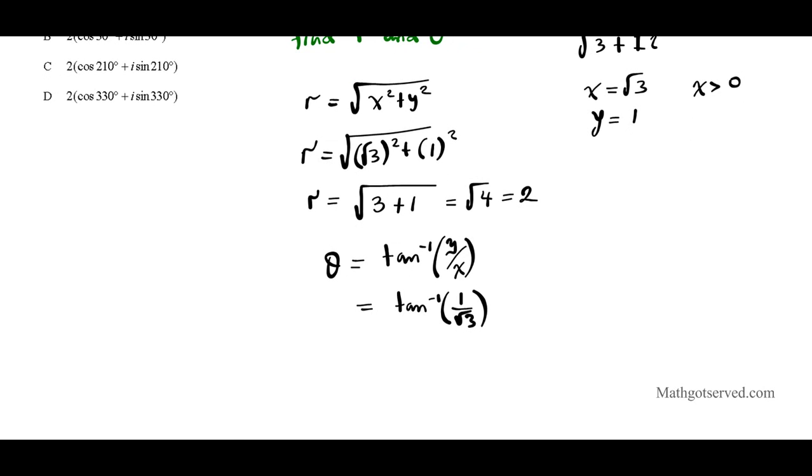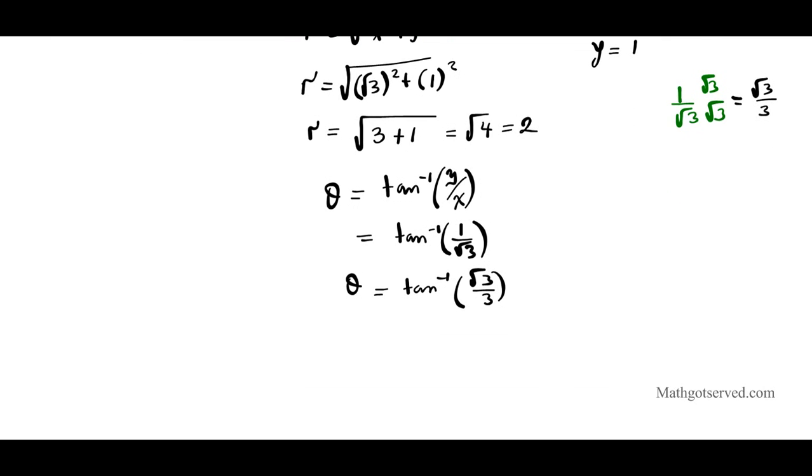Let's convert this into a form that's consistent with what we have on our unit circle. So 1 over root 3 can be simplified. You multiply by root 3 over root 3, and then we have root 3 over 3. So this is the same thing as taking the inverse tangent of root 3 over 3. Let's go back to our table of common trig angles and find out what the inverse tan of root 3 over 3 is.